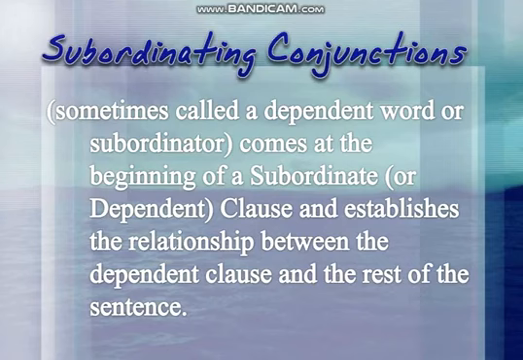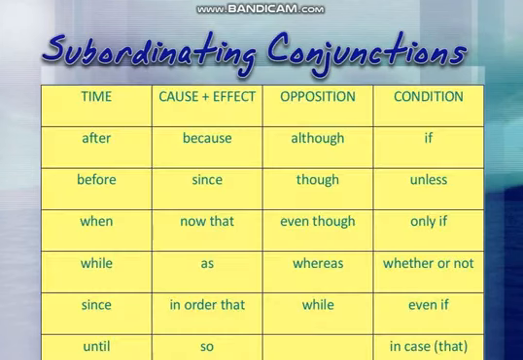So the subordinating conjunctions are used to join a subordinate clause with its main clause to show the relationship between the dependent clause and the rest of the sentence. Look at its examples. It is used for time, cause and effect, opposition or condition. So these are all examples of subordinating conjunctions, like after, before, when, while, since, until. They are all showing time to us.